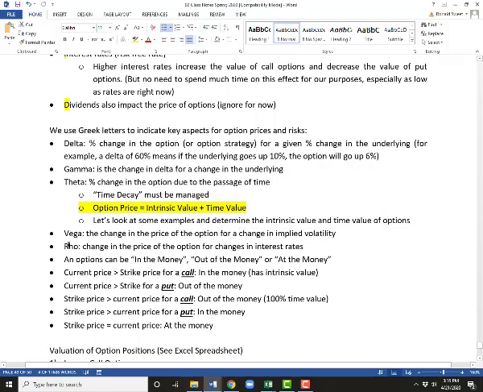Rho is the change... Think about the R in the Black-Scholes formula that denotes interest rates, so just think the R for rates. So Rho tells you how much the price of the option will change given a change in interest rates. It tends to be pretty small.